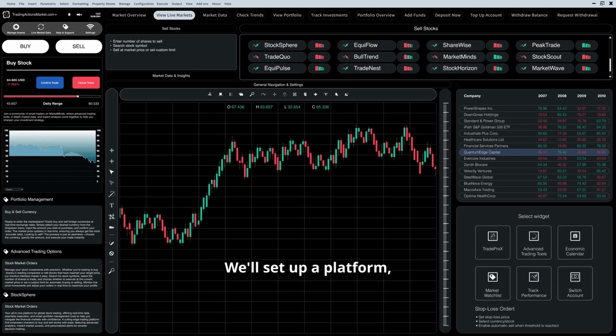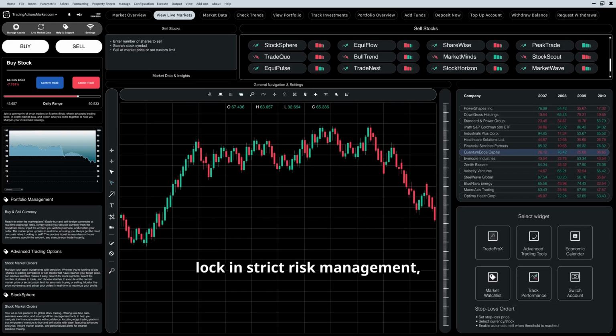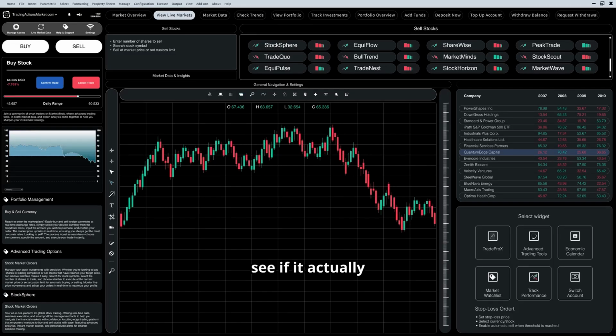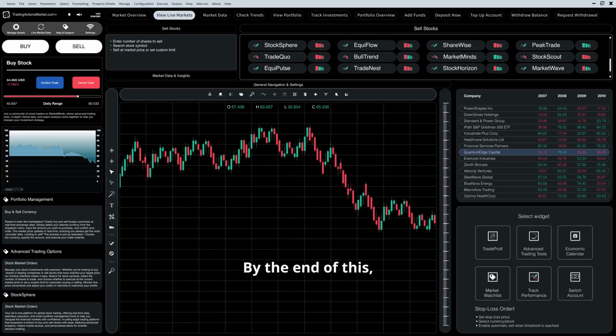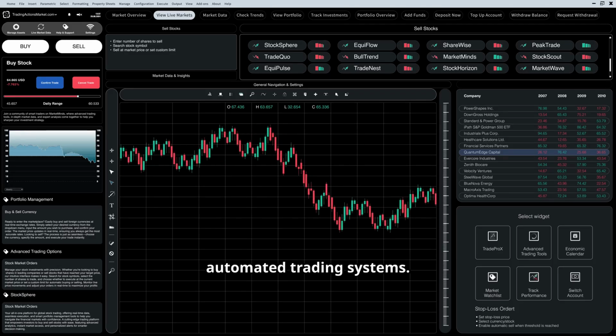We'll set up a platform, design a real volatility strategy, lock in strict risk management, and backtest it on historical data to see if it actually has an edge. By the end of this, you'll have the exact framework to build your own automated trading systems.